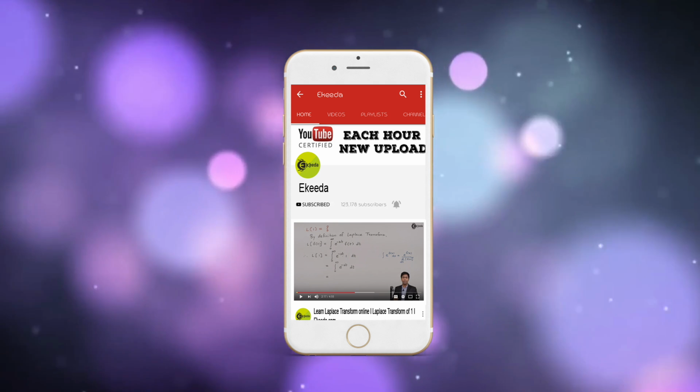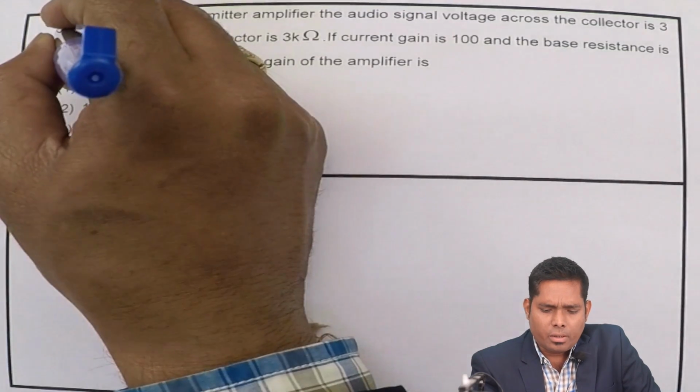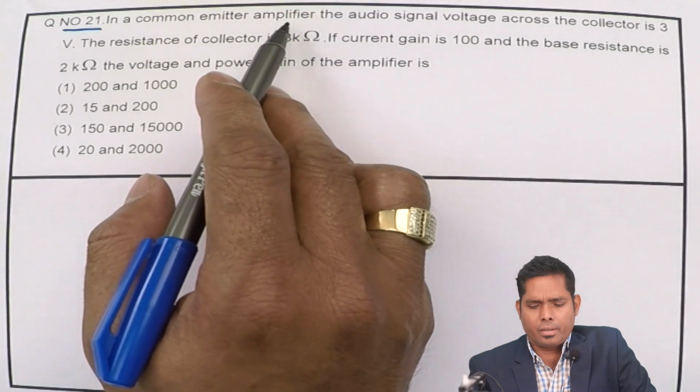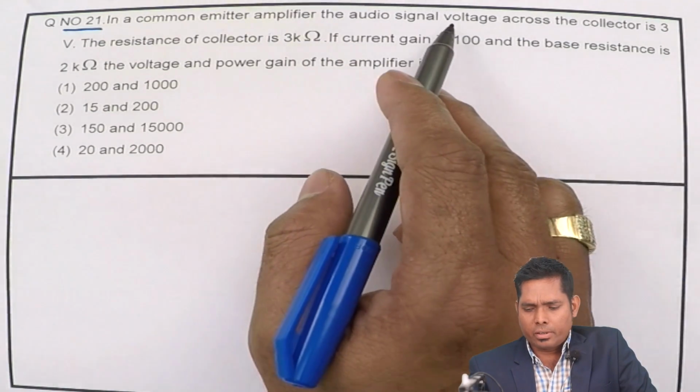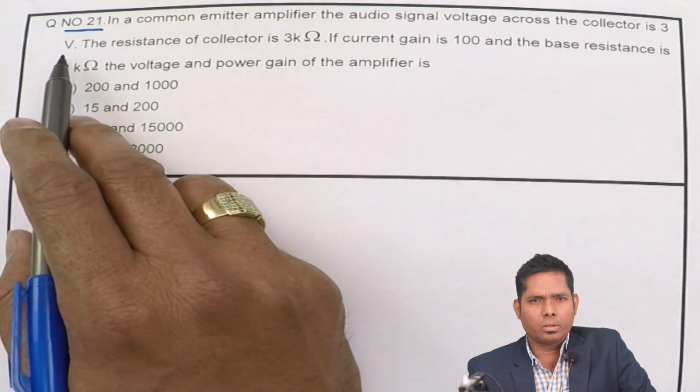Hello students, in this video we'll discuss question number 21 of NEET physics paper 2017. Students, let us solve question number 21. In a common emitter amplifier, the audio signal voltage across the collector is 3 volt.